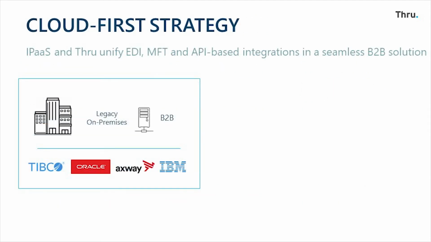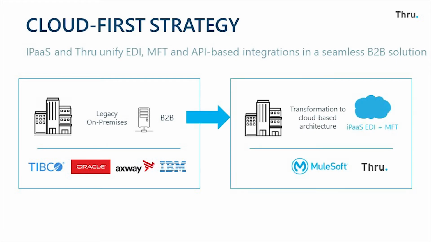Okay, here's what we're seeing in the market today. The enterprise, they're on a cloud-first strategy. They're using legacy products. I'm not saying these companies here are legacy companies, but there are some legacy products there, and they're migrating to the cloud. They're on that cloud journey, and they need to put that B2B layer in the cloud. MuleSoft and Thru unify EDI, MFT, and API-based integrations in a seamless B2B solution.